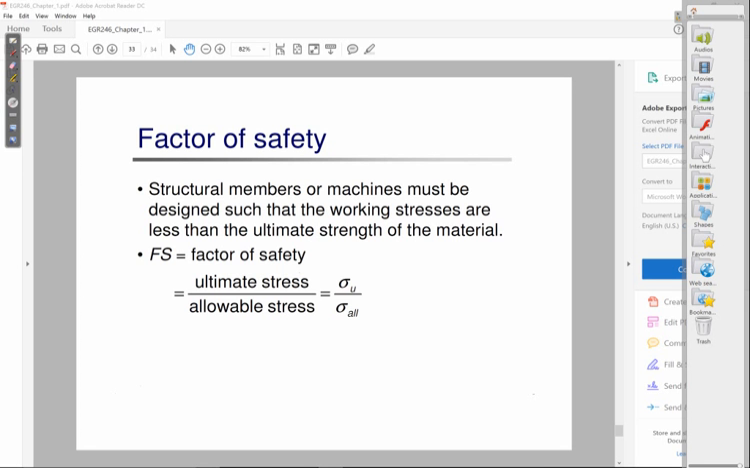We'll get into problems where we deal with factor of safety as we go along in this course. But for now, make sure you're comfortable with this definition. Usually, again, let me note that down, right around 2. It's a very typical value.